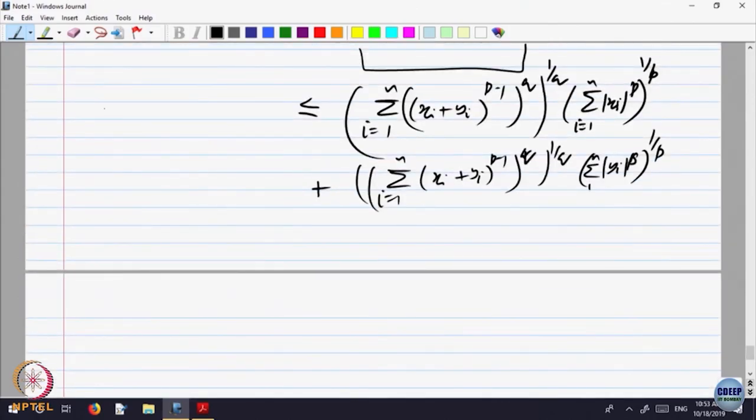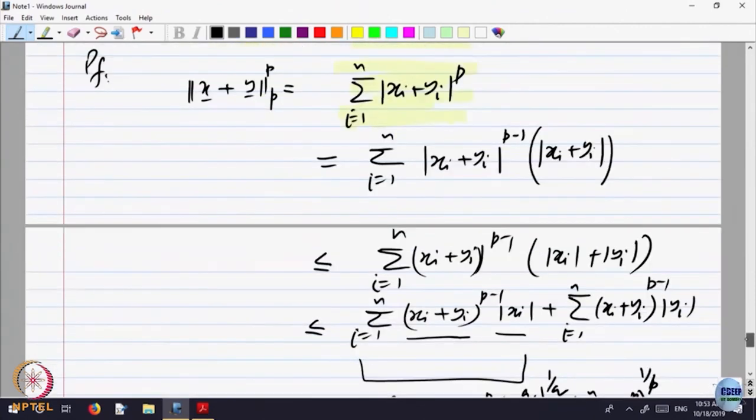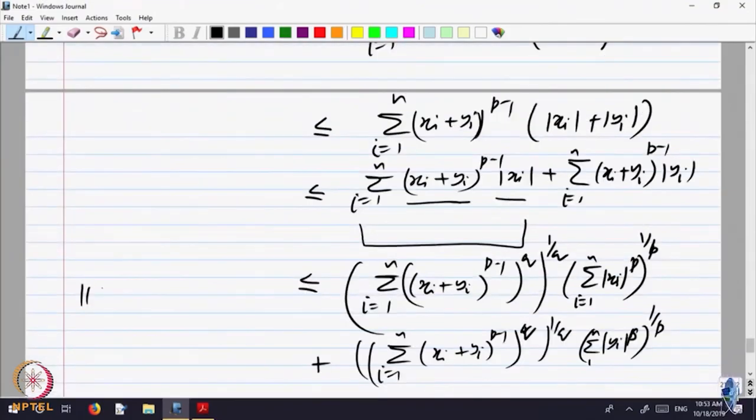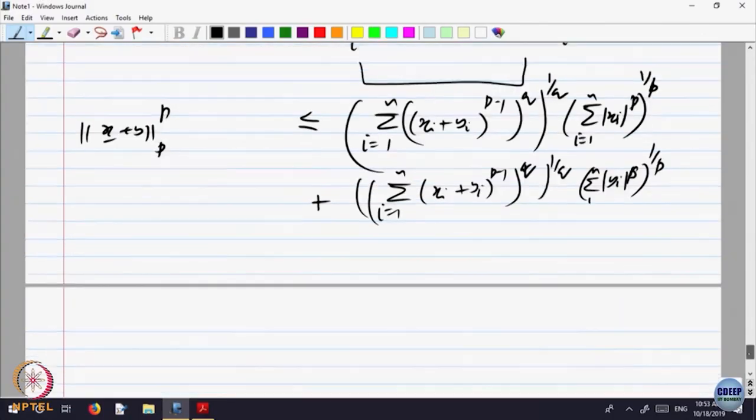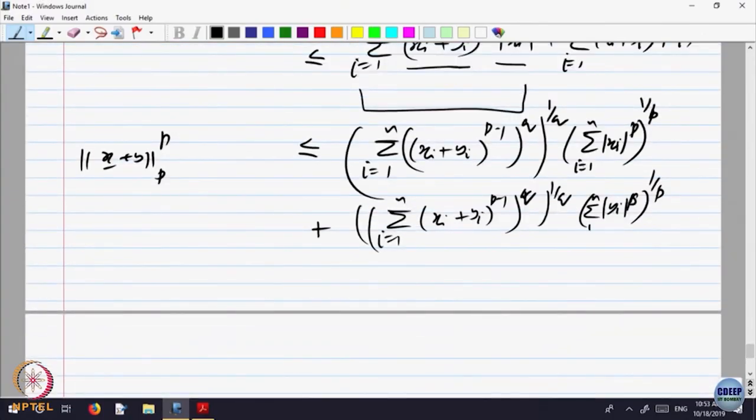And what was on the left hand side? Keep in mind that on the left hand side was the norm of x plus y to the power p. So, that is less than or equal to this, right.